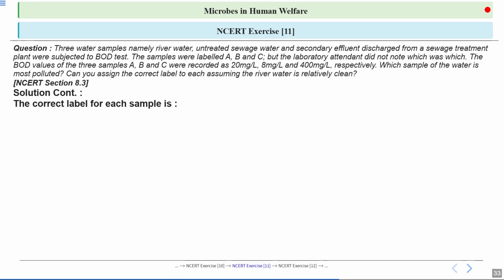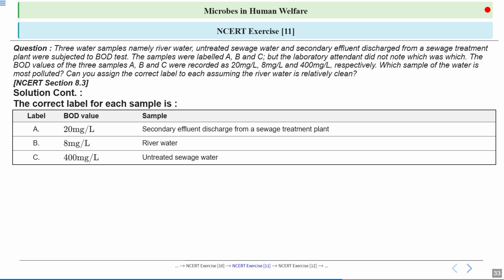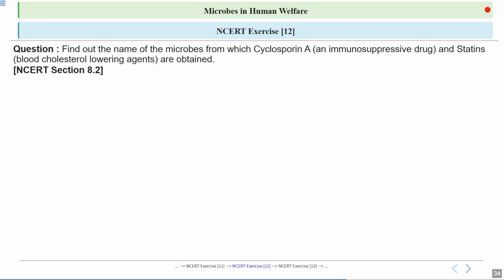Now the correct label for each sample: you have the labels A, B, C, and the BOD value is 20 mg per liter for A, 8 mg per liter for B, 400 mg per liter for C. For A, the sample is secondary effluent discharge from a sewage treatment plant. Then B is the river water. Then C is the untreated sewage waste. This is clear. So let's begin with the next question.